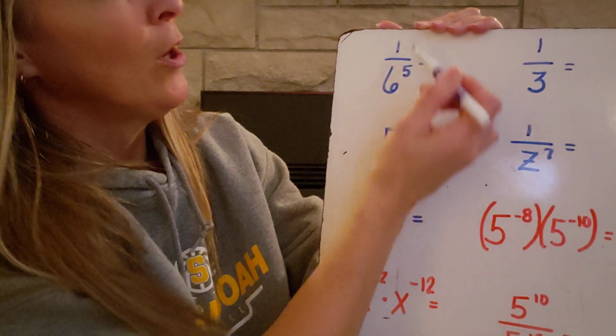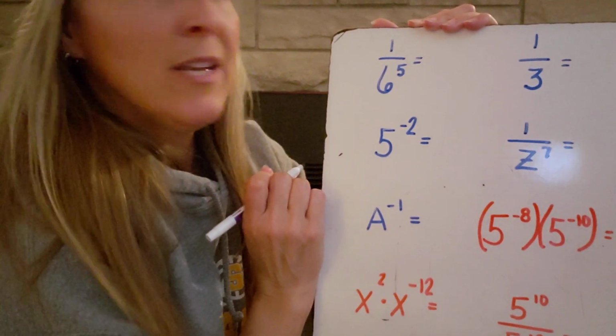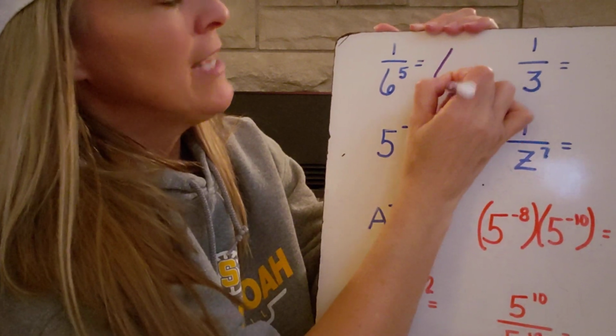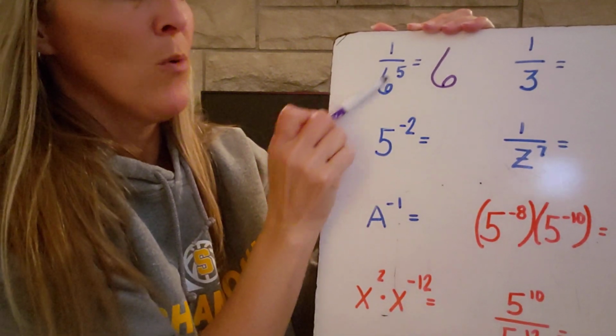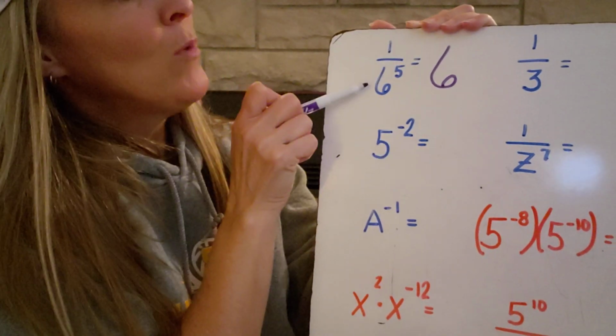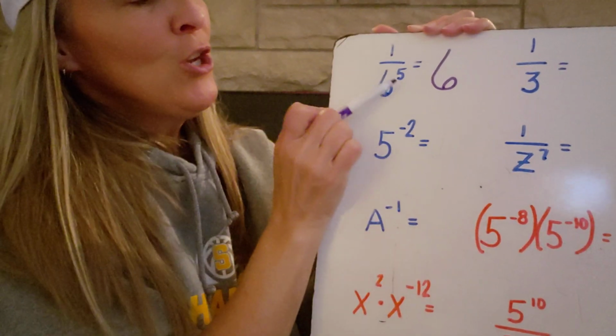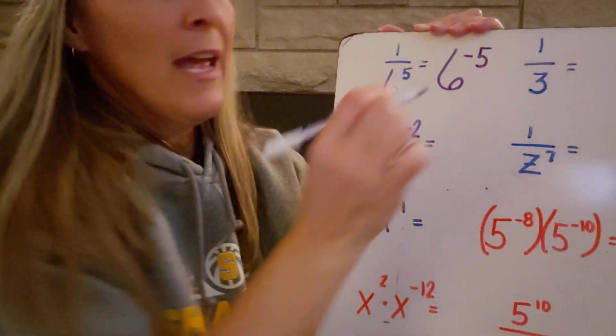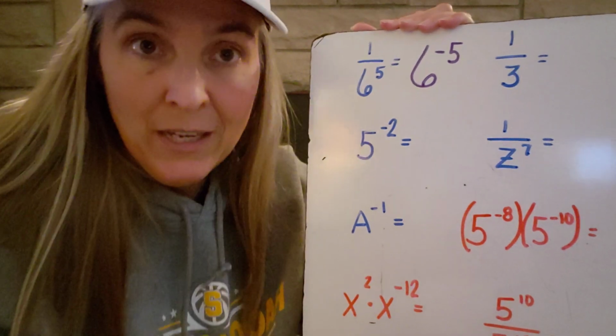But remember, we're looking at negative exponents here. So if you wanted to rewrite this as 6 to some power, remember the base stays the same, so it is going to be 6. But when you flip, you have to make this a -5. And we use the phrase flippity-doo-dah.